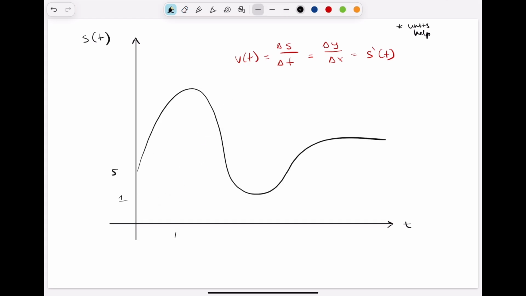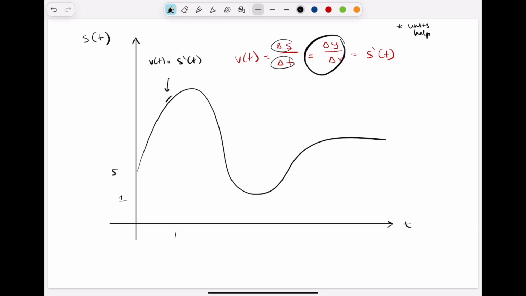Let's say this is our displacement. Well, then in order to find our speed at each displacement, we simply have to take our derivative of the displacement because, again, speed is change in displacement over change in time, which is equal to change in y over change in x, which is your slope, which is therefore your derivative of the position.